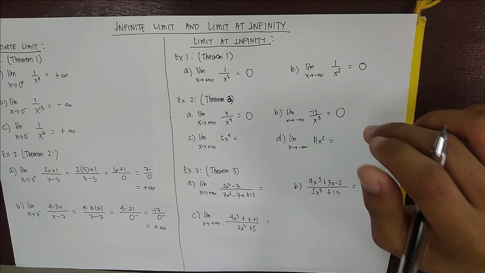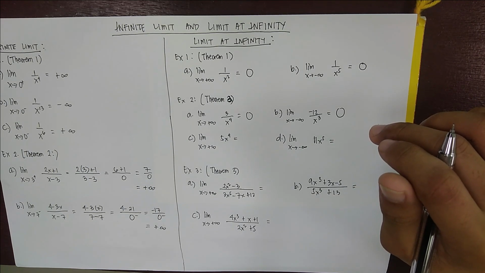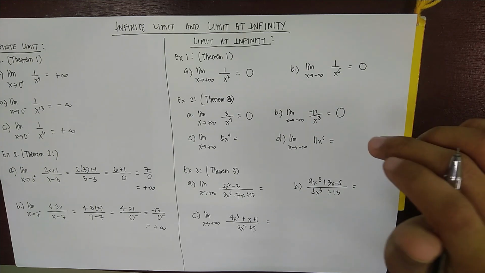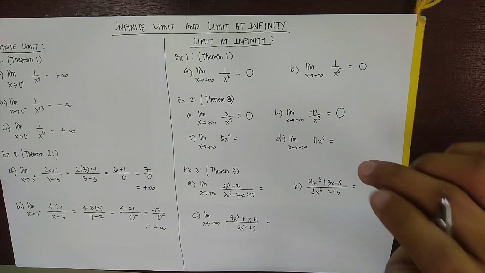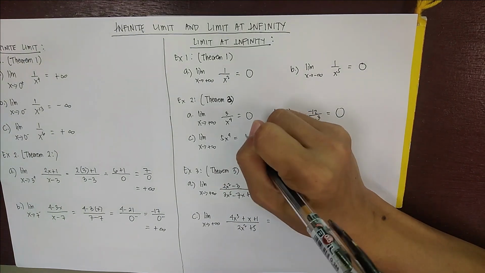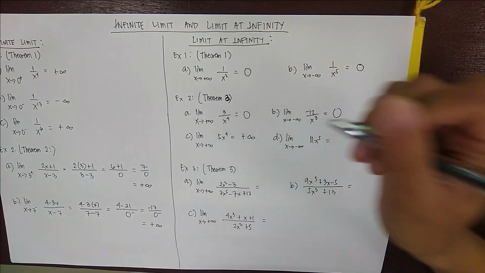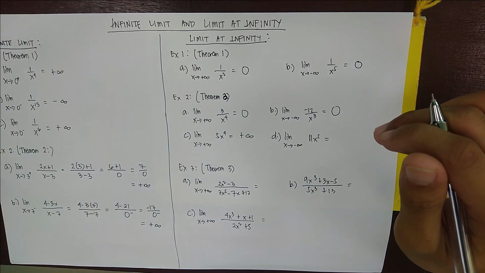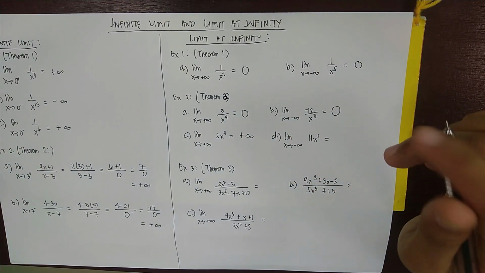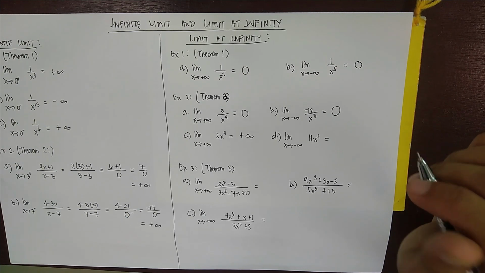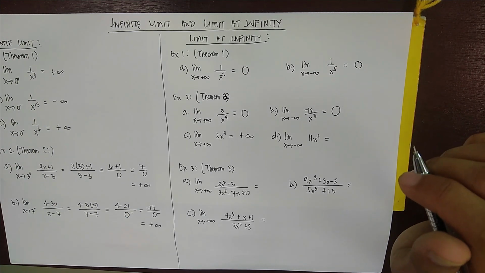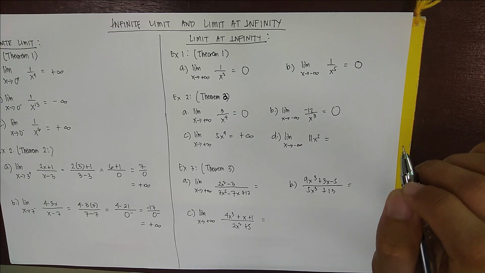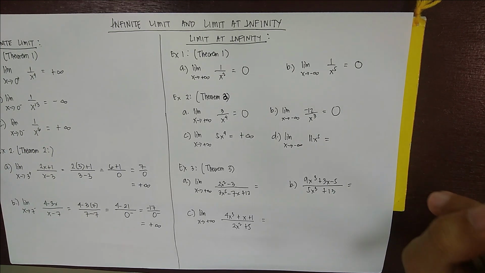For example, the limit of 5x to the power of 4 as x approaches positive infinity. Our k is greater than 0, so our answer is yes, positive infinity. How about letter D? Here our x approaches negative infinity. By using the limit at infinity theorem 2D, we also have two conditions.